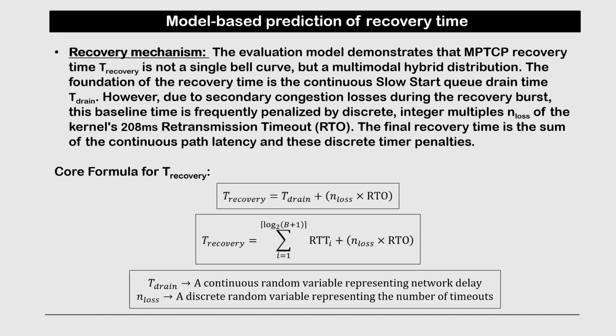Now we are going to do the evaluation model for the recovery time. In our definition, the recovery time math model is the summation of drain time plus n loss times the RTO. What do we mean by drain time? It is the time the subflow takes to successfully transfer all the buffered or previously stuck packets once it was brought up. N loss is the RTO penalty that the subflow had to suffer.